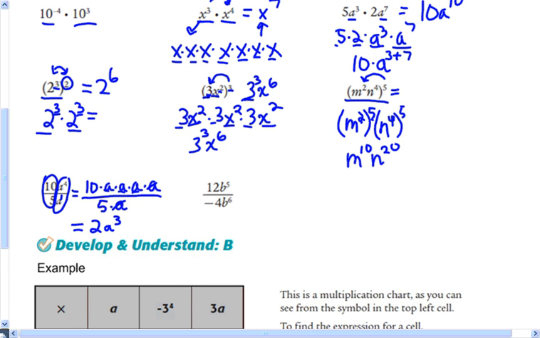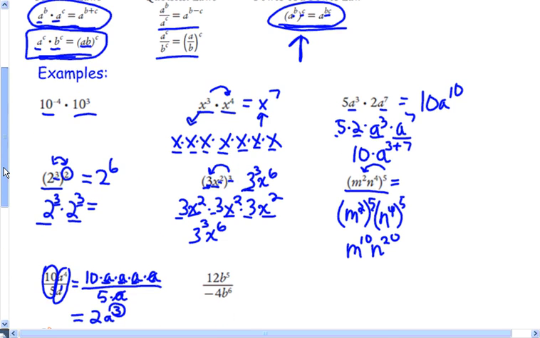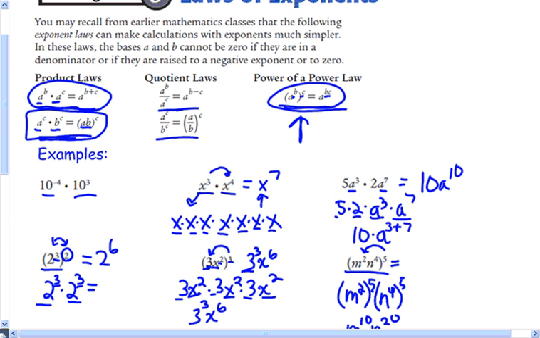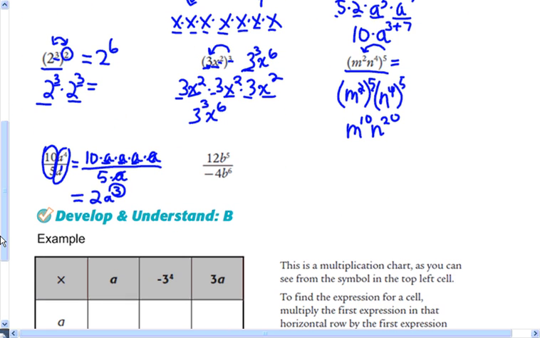I had 4 factors of a on top and 1 on the bottom, and I canceled one of them. So I really had 1 less than the 4 I had on top, or 4 minus 1, which is 3. So that suggests a quotient property, and our quotient law right here, that if we have the same base, a, and we have both of those bases to a power, and we're dividing those, we can just subtract the 2 powers. So we'll try that here on this one.